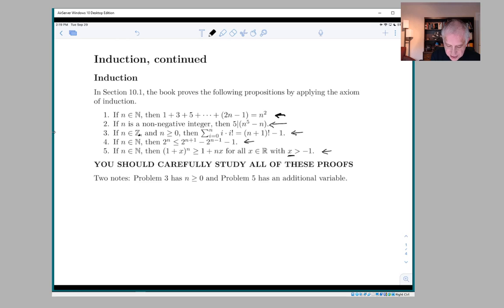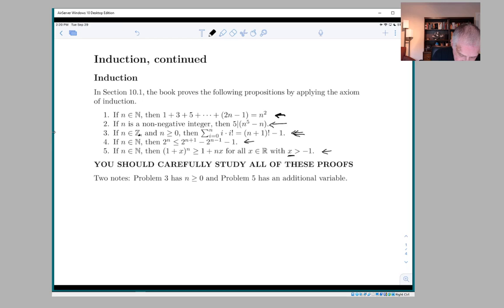So I already pointed out a couple of things here that are interesting: the fact that number 4 and number 5 prove inequalities and that number 5 has an additional variable. The other small point that I wanted to make is with problem 3, which you'll notice starts at 0. And in the statement of the induction axiom, we had an infinite family of statements indexed by the natural numbers. So we started with P of 1 and P of 2 and so forth.